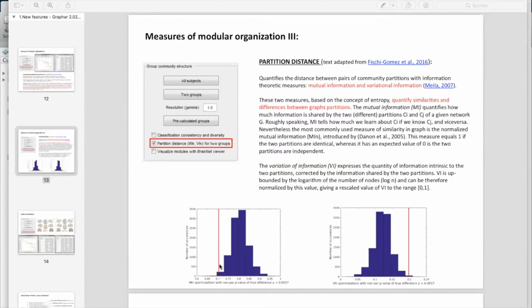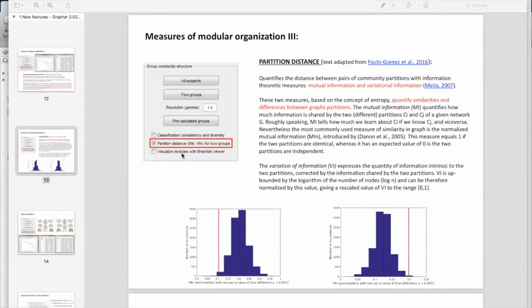And as you see here, it's basically opposed. So if the mutual information is not very high, so on this side of the distribution, then the variational information would be high between those groups. So you can use those, although they obviously also entail different concepts, basically as a checkup, because they should go in different directions.